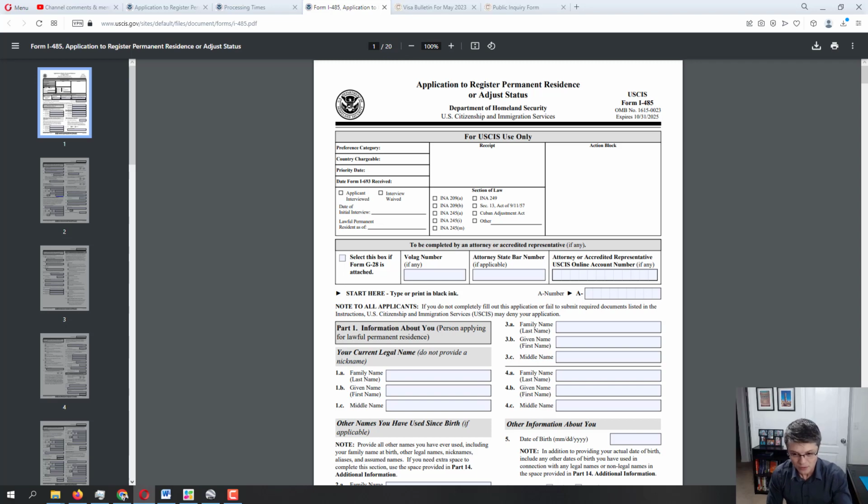Or what you can do, and it seems like that's what you did, you can submit everything together, the I-130 and I-485 together. In that case, yes, you do have to submit that affidavit of support as well. The petitioner, even if you have a joint sponsor, you still have to submit that affidavit of support.